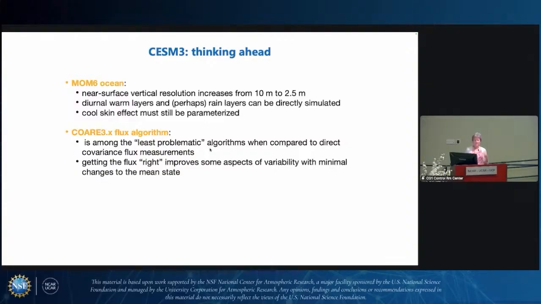And then why the CORE bulk flux algorithm? Again, it's one of the least problematic algorithms when compared to direct covariance flux measurements. It was developed specifically with global marine surface flux measurements collected from various field campaigns. And then getting the flux right seems to improve some aspects of variability with what I feel like are maybe rather minimal changes to the mean state, although more scrutiny of that point is needed. So I will close there.